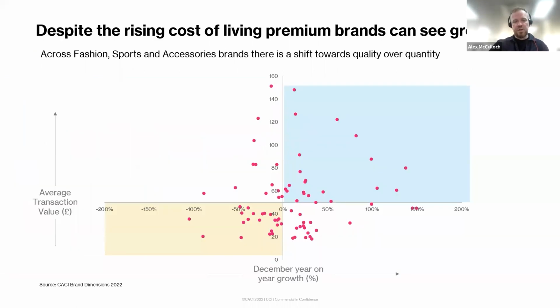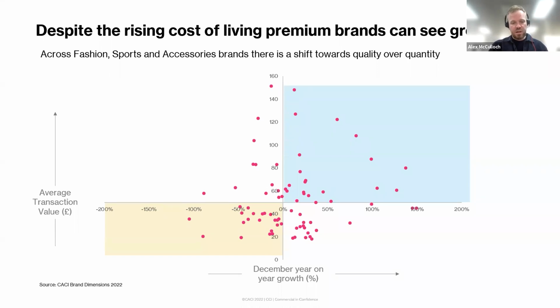We can assess this by charting all the fashion, sports, and accessory brands. So each dot you see on here is a brand. And what we're doing is we're looking at that average transaction value in December on the vertical. The horizontal x-axis crosses at £52, which is that average transaction value for that list of brands. So anything you see above that line is retailing at a higher average transaction. Anything below the line is more value focused.